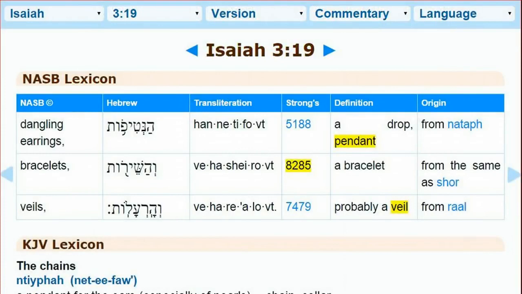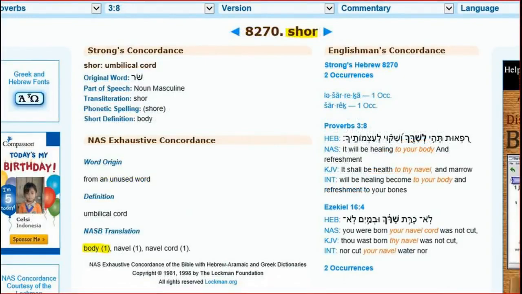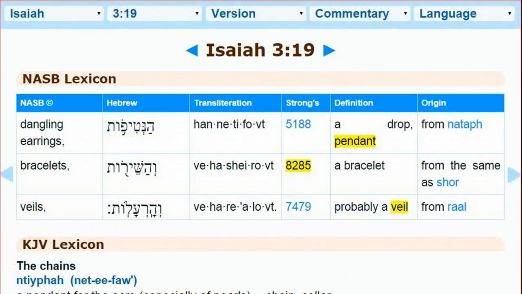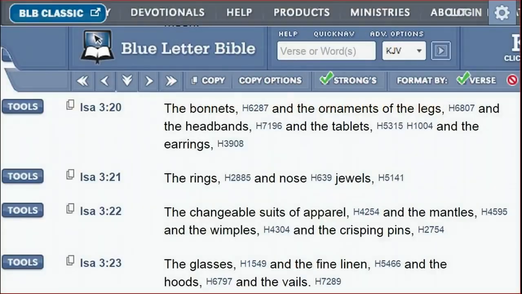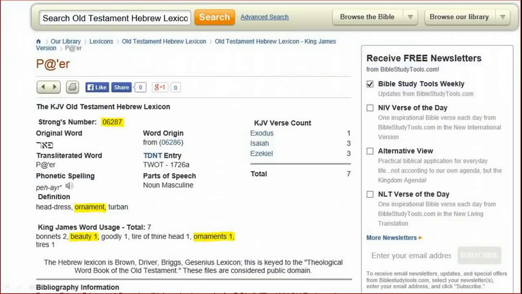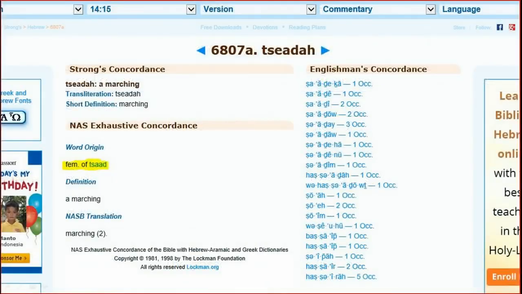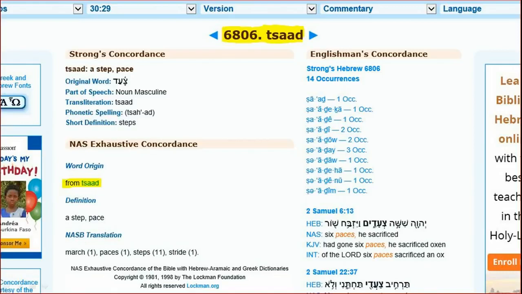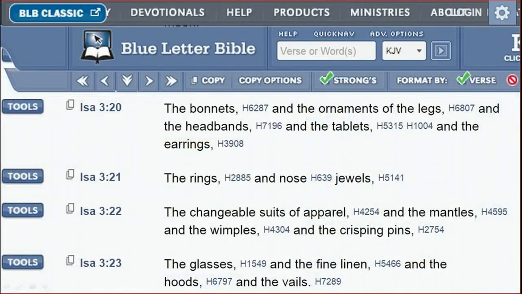Then verse 19 says the pendants, and then the word 8285 is the word shara, and it says it is the same as the word shor, which means body. So the pendants of the body and the veil. So verse 19 says the pendants of the body and the veil. In verse 20, the word translated as bonnets, number 6287, also means beauty. Then the word translated as ornaments of the legs, number 6807, means marching, and it's the feminine of the word sa'ad, which means march, but it also means gone. So it says their beauty will be gone.